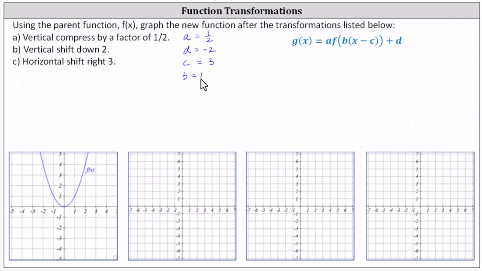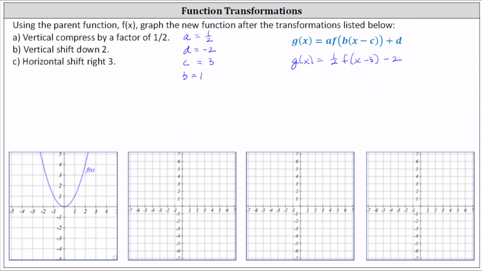Which means the function rule for g of x is g of x equals 1/2 times f of, because b equals 1, the function input is just x minus 3, and then because d is negative 2, we have minus 2. And now to perform the function transformation, we can perform them in the order as listed, a through c, or we could use the function rule and work our way from inside out. The final result will be the same. For this problem, we'll go ahead and perform the transformations in order from a through c.